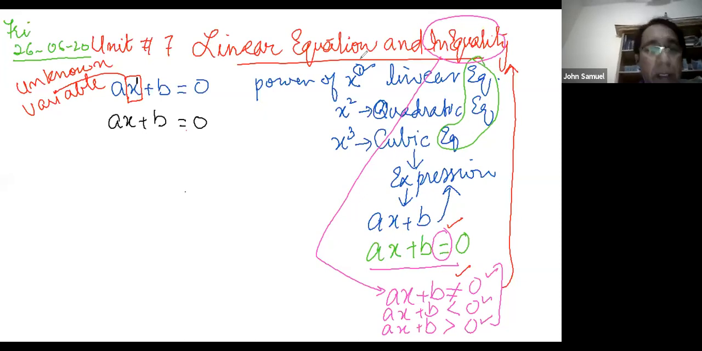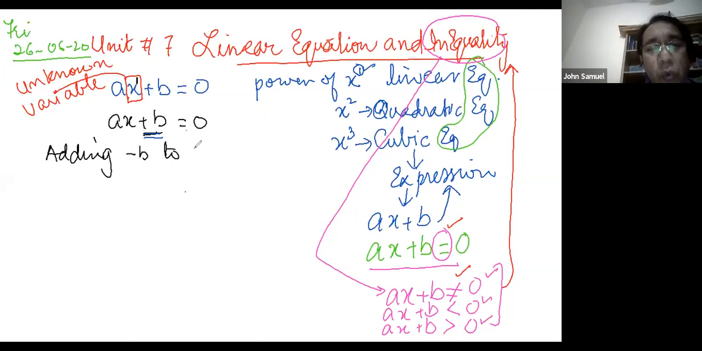Hope you got it. Now, how can we find the value of this unknown variable, which is x, which may be y, which may be any variable, but usually in the books it is x. So what we will do is write here the inverse of this one. What is the reciprocal or inverse? You are already familiar. We will write here: adding minus b to both sides. Adding minus b to both sides.